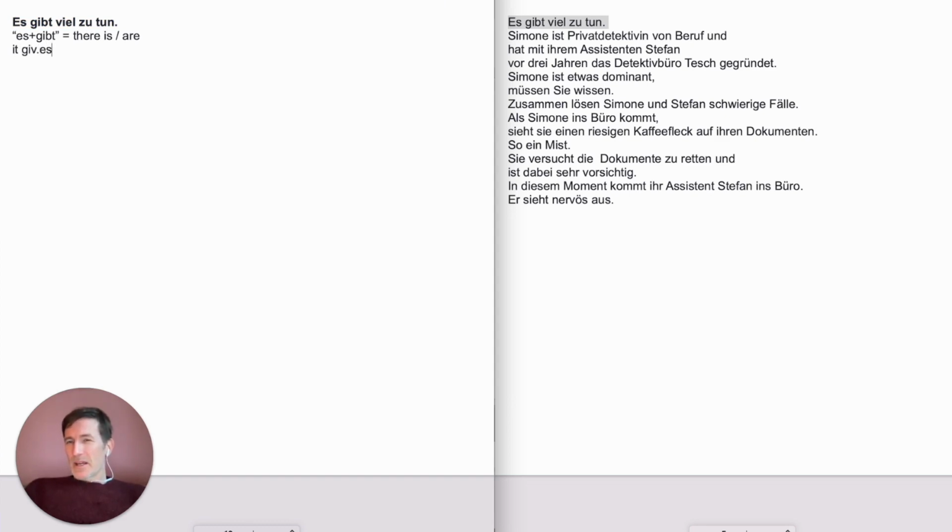Yeah, Germans also have was gibt's. Yeah, and that is translated as what gives. And I think in English you actually use that somewhere, maybe British English. So it's not it gives in this case. Es and gibt usually translate as there is. So there is what? Viel zu tun.